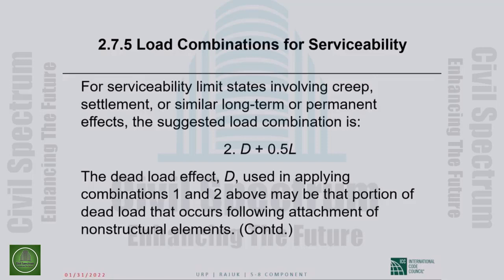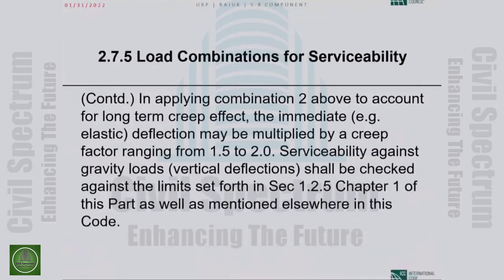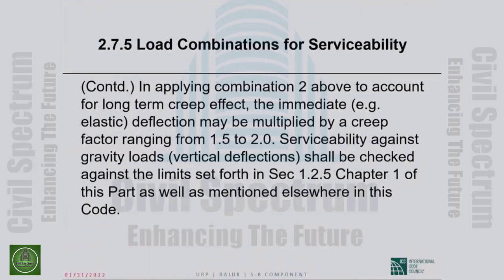The dead load effect D used in applying combinations 1 and 2 above may be that portion of dead load that occurs following attachment of non-structural elements. So you will consider the weights of the non-structural elements as well. In applying combination 2 above, dead plus half of live, to account for long-term creep effect, the immediate deflection may be multiplied by a creep factor ranging from 1.5 to 2. They are calling it a creep factor, but it is a long-term effect factor. It could be because of reasons other than creep.